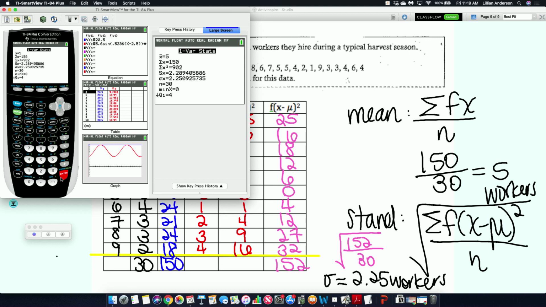So then I go down to calculate, I click enter, and then you have all this information right here. X bar, wasn't that what our mean was? Yes. There's the symbol. Do you see the symbol for standard deviation? Yes. It has an X attached to it, but that's because it's doing the standard deviation of our X values. But it's right there, the 2.25. That's what we got when we did it by hand. Okay? Some other information that's given to you: the number of pieces of data, there were 30 farmers that were asked, and our minimum value. We even have the information for our box and whisker as well.